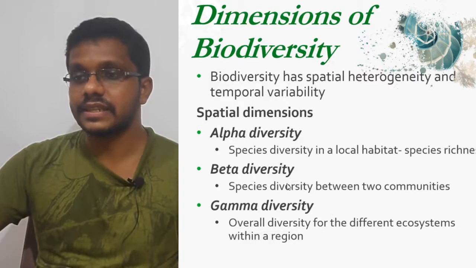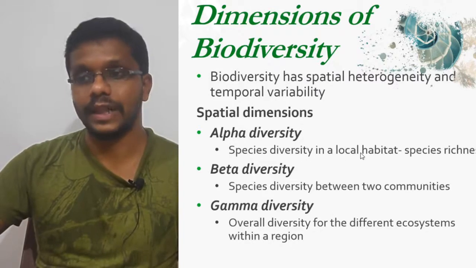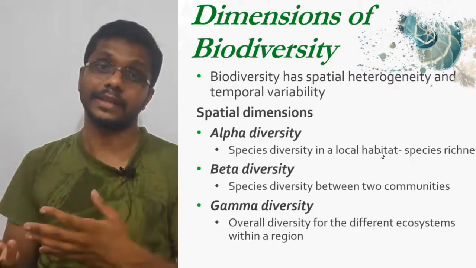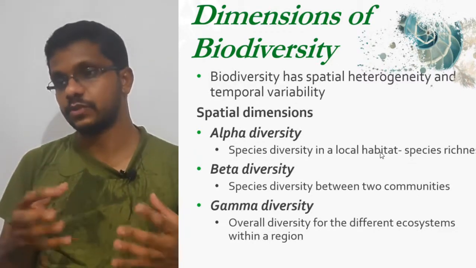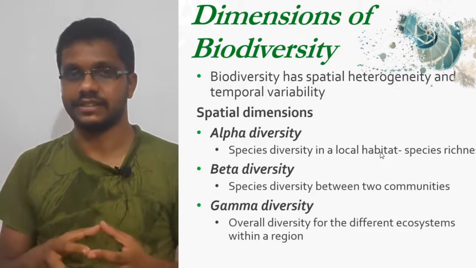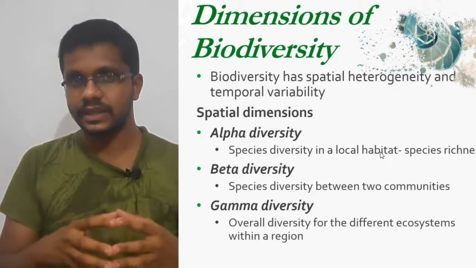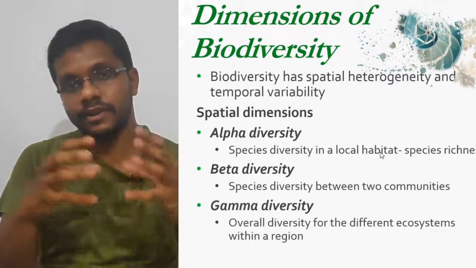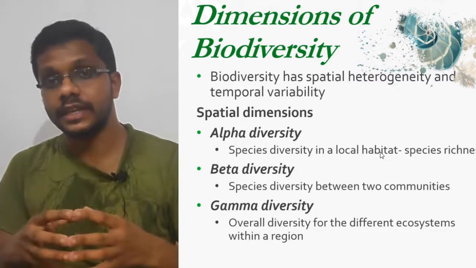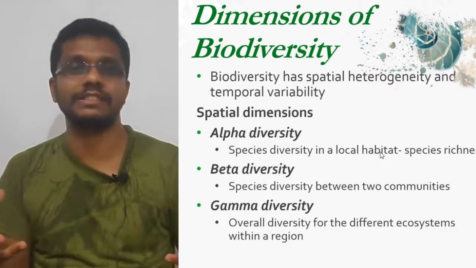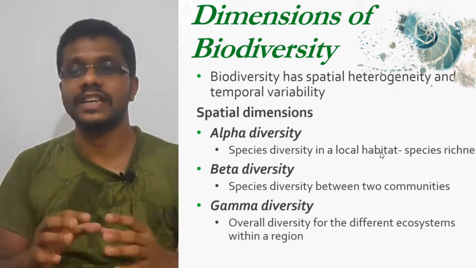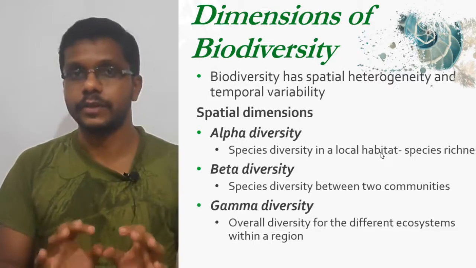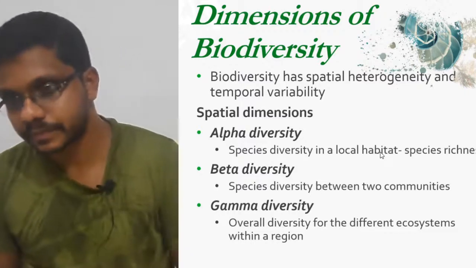Alpha diversity is the species diversity in a local habitat. It's actually the species richness of a community. How many different types of species are there in a community? That's what alpha diversity says. So a community is a local area. In a landscape, we may have different ecosystems, and in each ecosystem we have different communities. So in each community, how many species are there? That's what we call alpha diversity. It's the species richness of a community, not the whole ecosystem, the community.